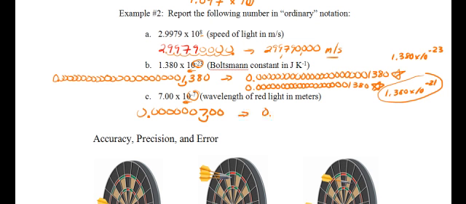So our number is 0.1234567, and then I can put the other zeros behind that. So that is how you move back and forth between regular notation and scientific notation.